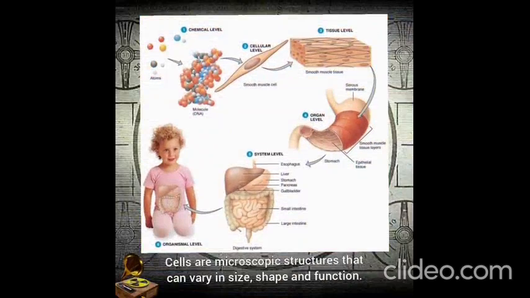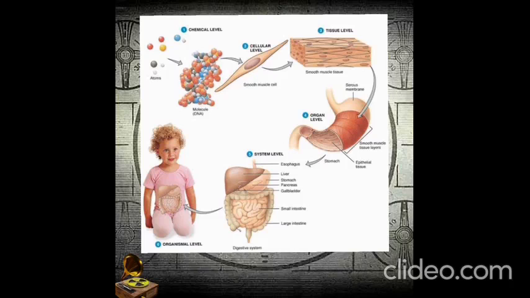Cells are microscopic structures that can vary in size, shape, and function. Cells group together to form tissues, which in turn group together to form organs. Groups of organs that function similarly form organ systems, which then combine to form an organism.